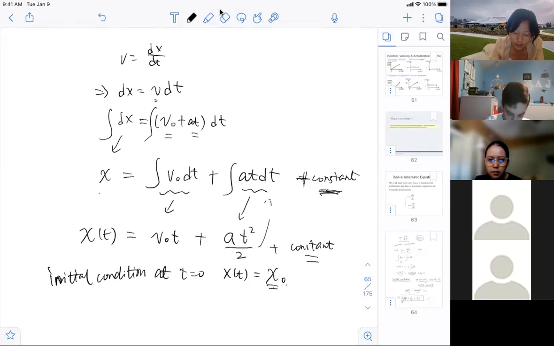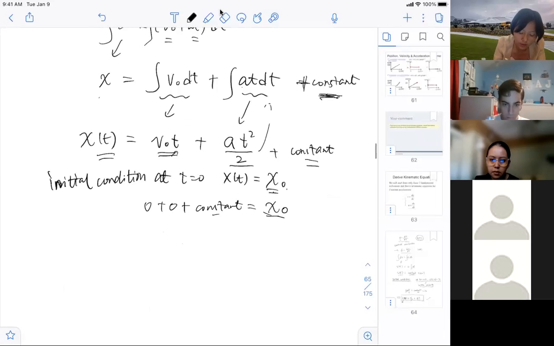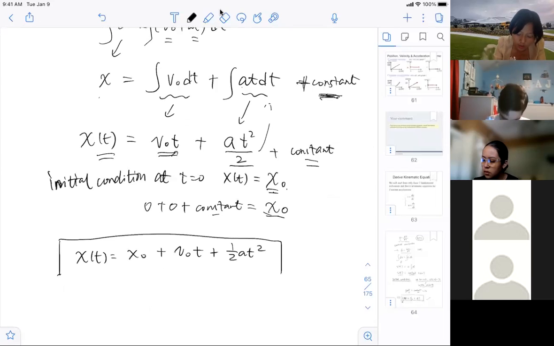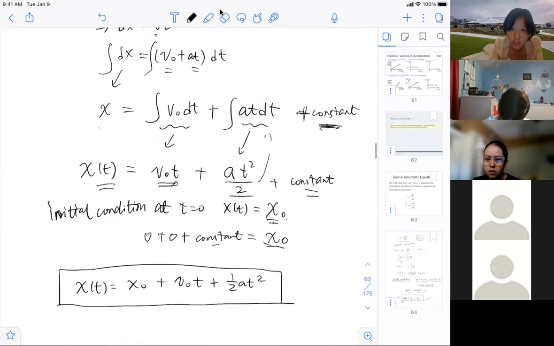So you can see that if you plug in t equals 0, this term is 0, this term is 0. And for this equation to match up with your initial conditions, you need the constant to be simply x naught, right? So your final kinematics equation is x naught plus v naught t plus 1/2 a t squared. So anybody could, again, look at this equation and say it out with words, the meaning of this equation, just like how we did it with the velocity. Anybody could try that?